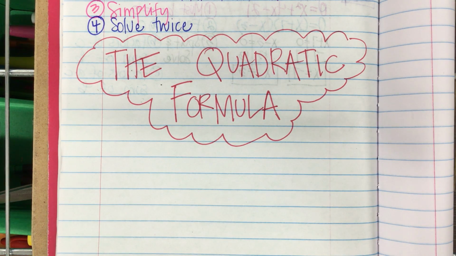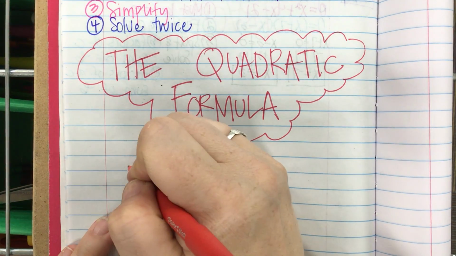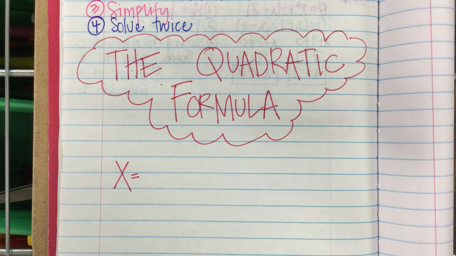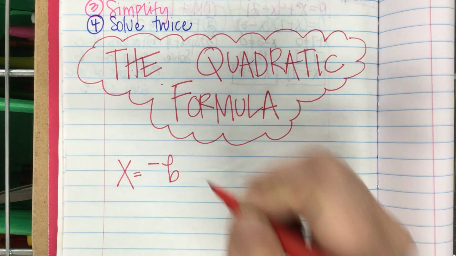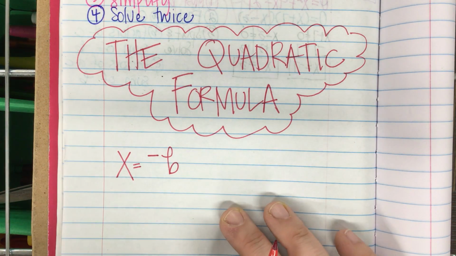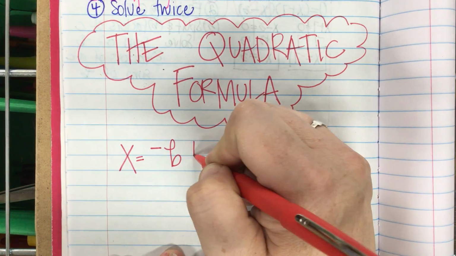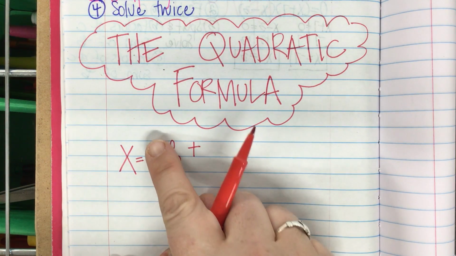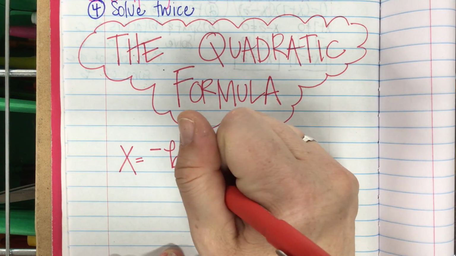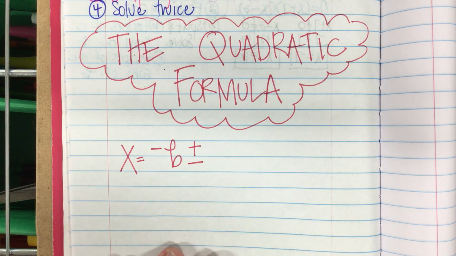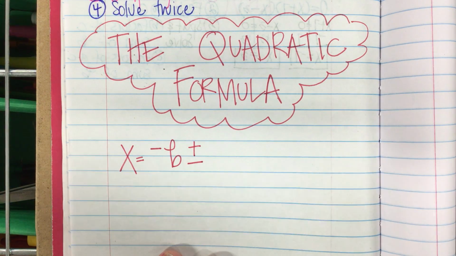The quadratic formula starts with x equals because it's looking for the x-intercepts. X equals, right? So I'm finding the x-intercept. So my answer will be my x value. X equals negative b, or the opposite of b, plus. The first time we're going to do negative b plus, and then the second time we solve, we're going to do negative b minus. So the first time we add, the second time we subtract. That's why we do it twice.